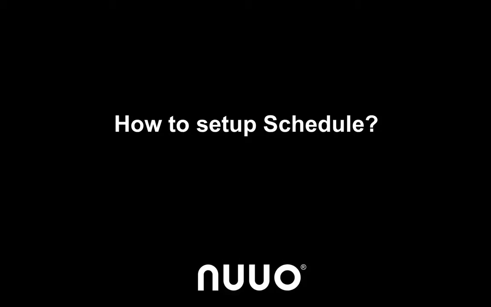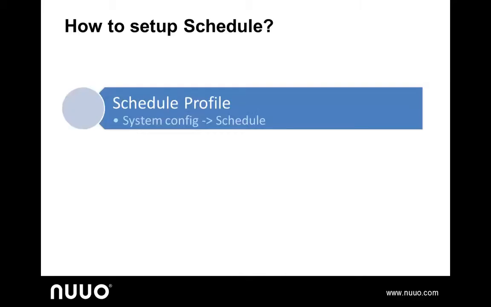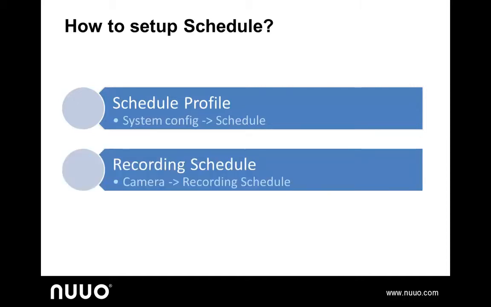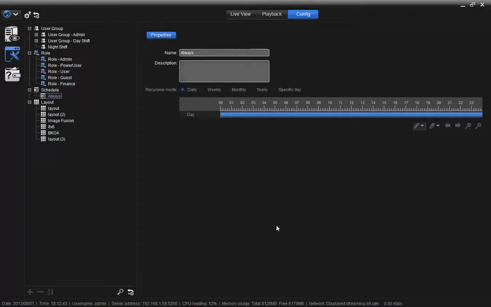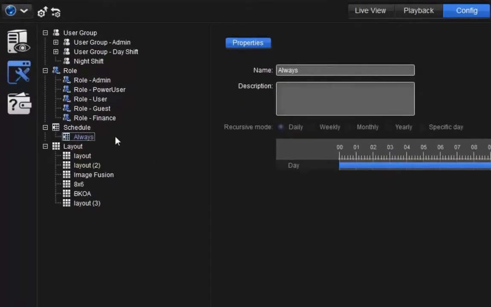Here is how to set up schedule. You can carry out the schedule profile setup on the system settings page, or you can set up the camera recording schedule directly. There is a default schedule profile called Always, which is shorthand for around the clock. The schedule profile Always ensures no segment of time is blocked out during the 24 hours of each operating day, thus enabling the recording server and metadata server to carry out actions at any time.